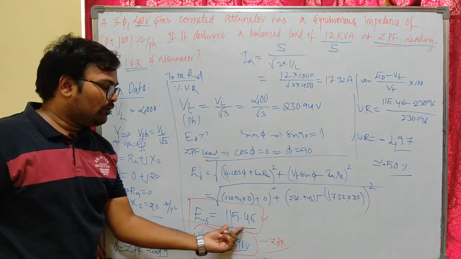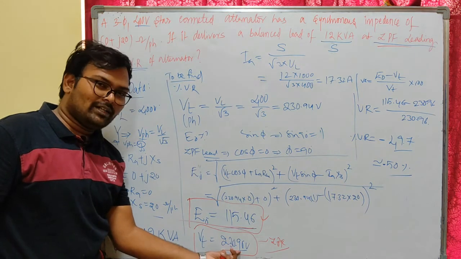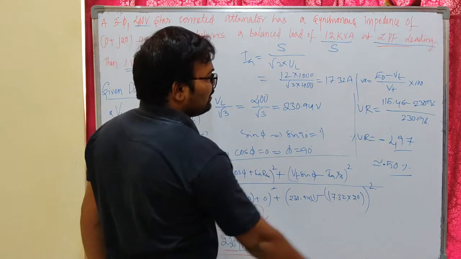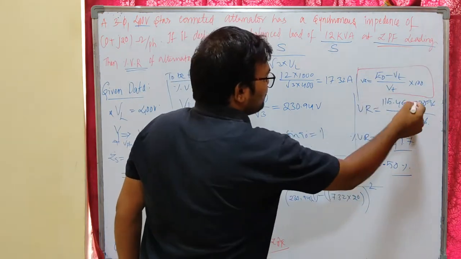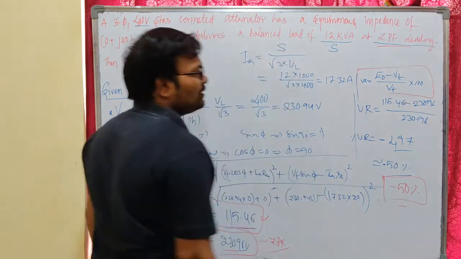So even though we have generated 115.46 volts, the terminal voltage available across our synchronous generator for a leading power factor load is 230.96. As it is zero power factor leading, the percentage voltage regulation should be negative, and here it is minus 50%. Voltage regulation is minus 50%. I hope you understand the concept.